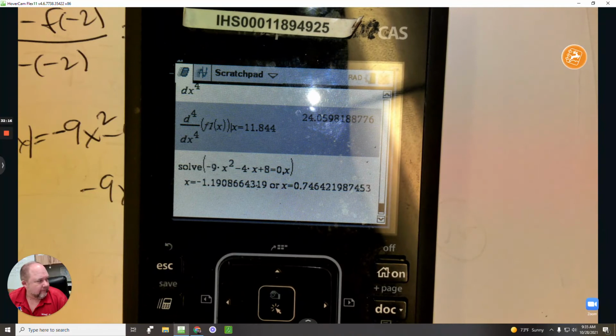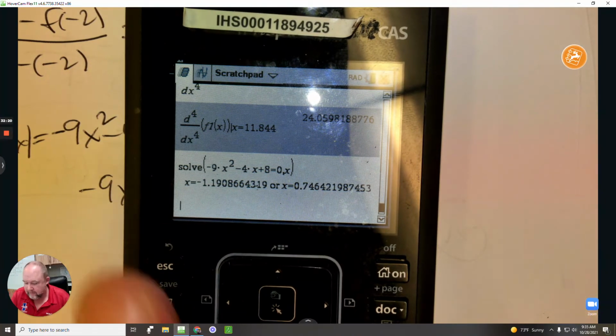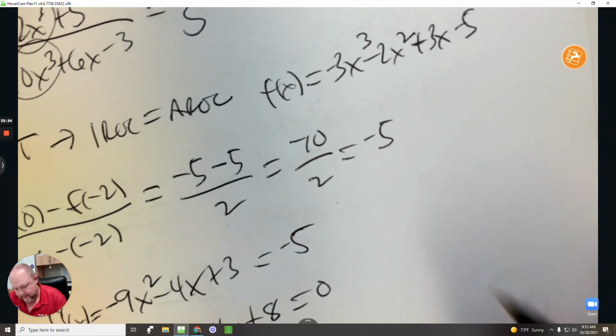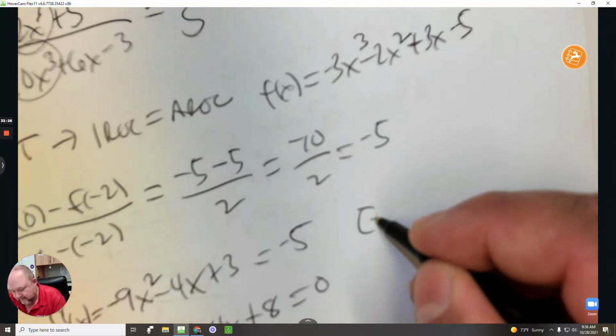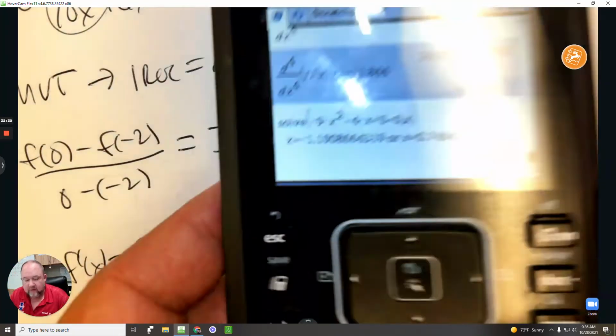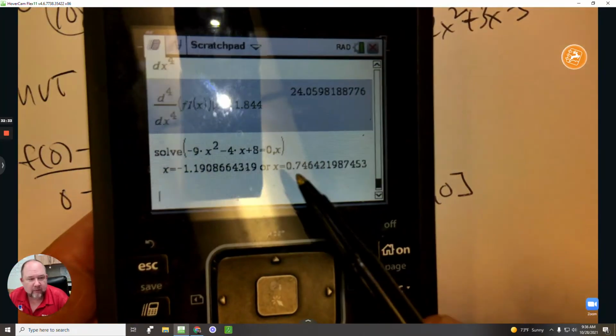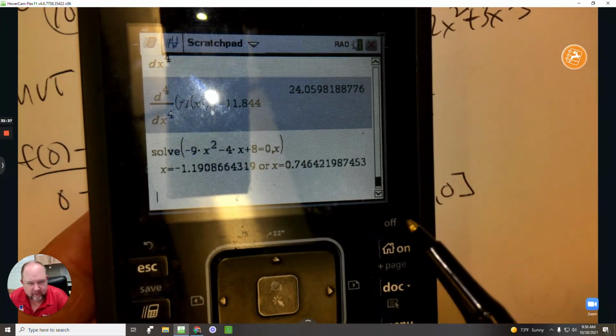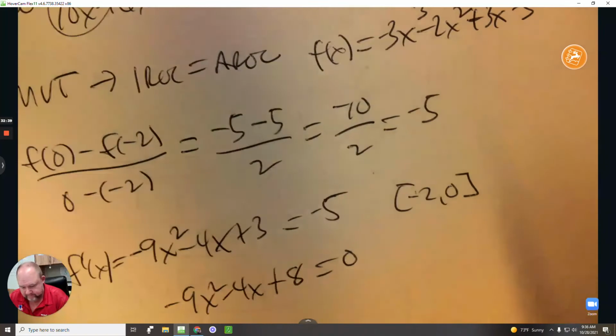Be careful. It goes from -2 to 0. So, therefore, 0.746, cross it out. It's not in the interval, so the only answer is -1.191.